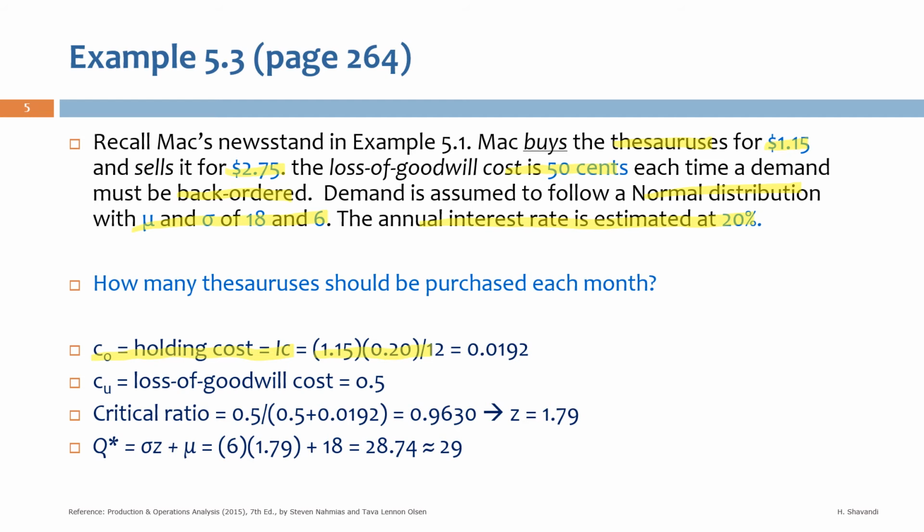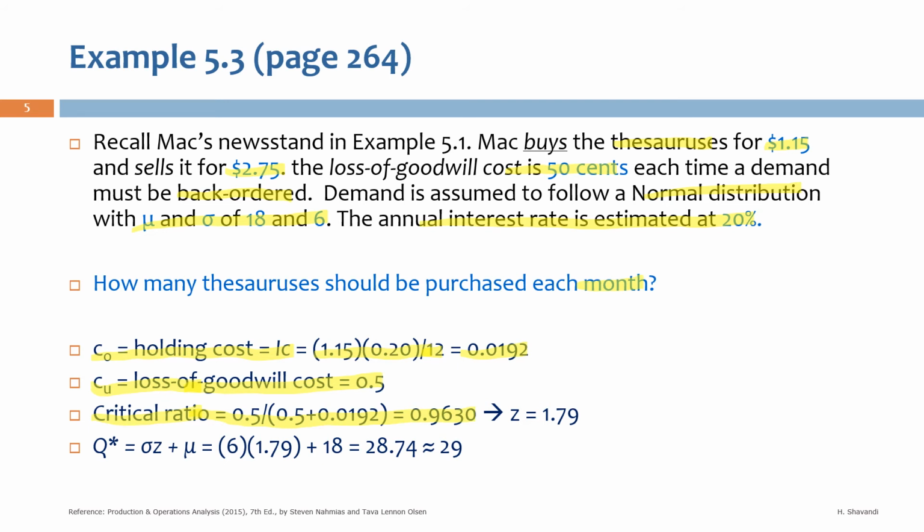But here, since our period is monthly, and we want to obtain the optimal quantity to order per month, we need to convert all the costs to a monthly basis. So here we need to divide this by 12 in order to be on a monthly basis. So it will be the CO, or overage cost here, and the CU is just the loss of goodwill cost, which is 50 cents, 0.5. Okay, so the critical ratio here will be CU over CU plus CO. It becomes this number, right?